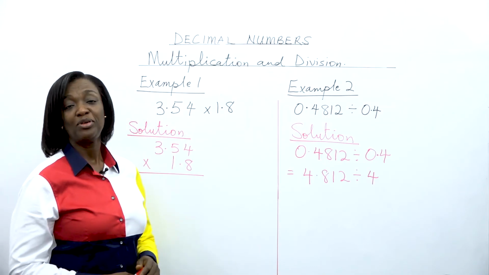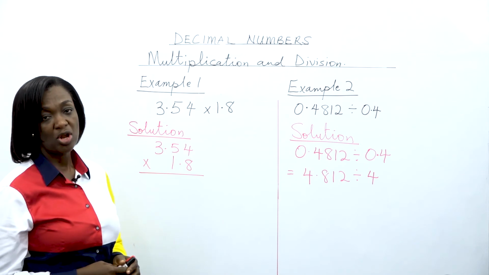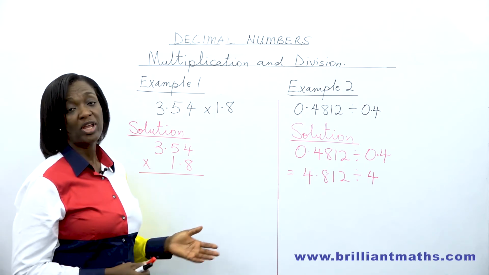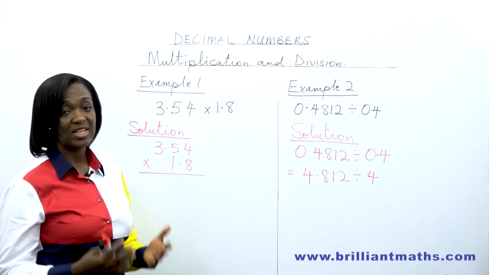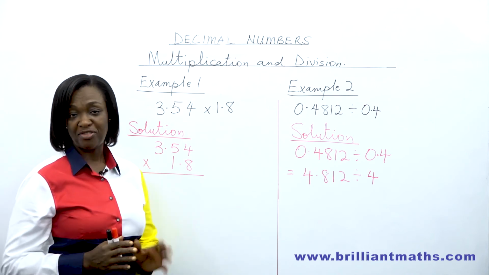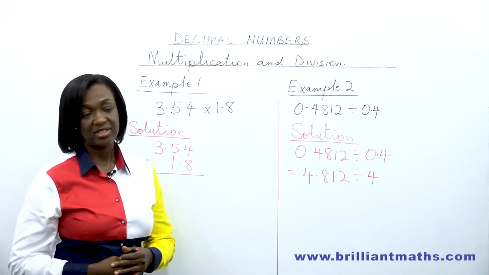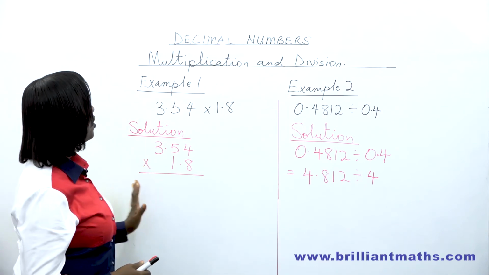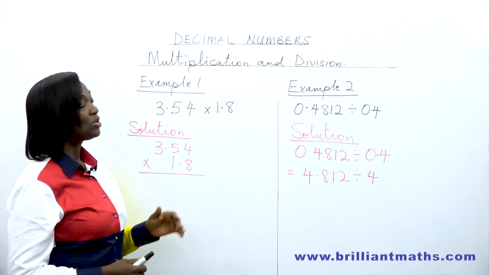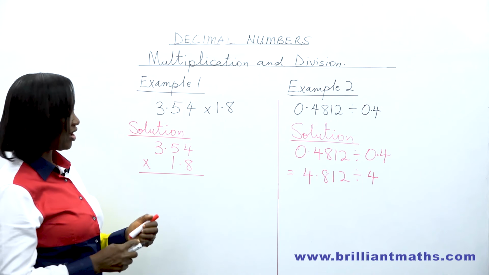In this example, we want to learn how to multiply and divide decimal numbers. Multiplication of decimal numbers follows the same process as multiplication of whole numbers. The only difference is a decimal point, and we'll find out how it works. Example 1 says 3.54 times 1.8. So we're ready to multiply.